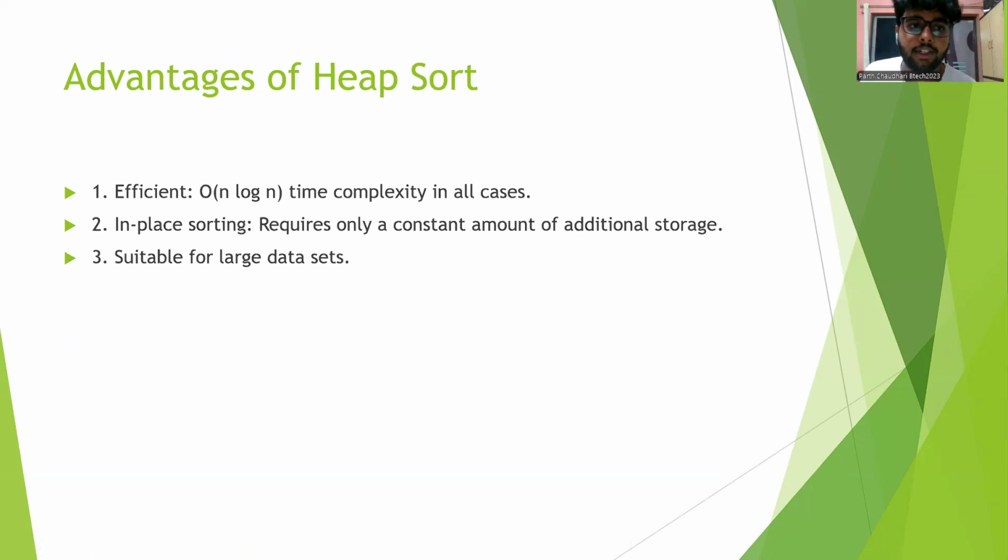Advantages of heap sort basically include that it is efficient, with O(n log n) time complexity in all cases. It is in-place sorting, requiring only a constant amount of additional storage while executing. It is very suitable for large data sets in which other sorts, like merge sort, can't be helpful. While having this, I'll quickly share the code for heap sort.